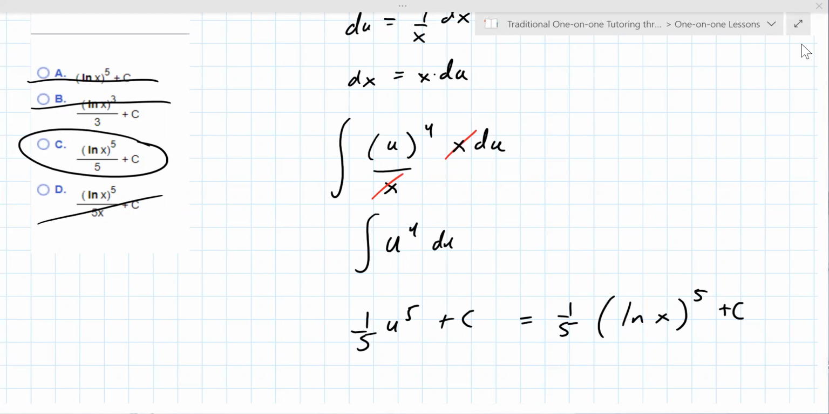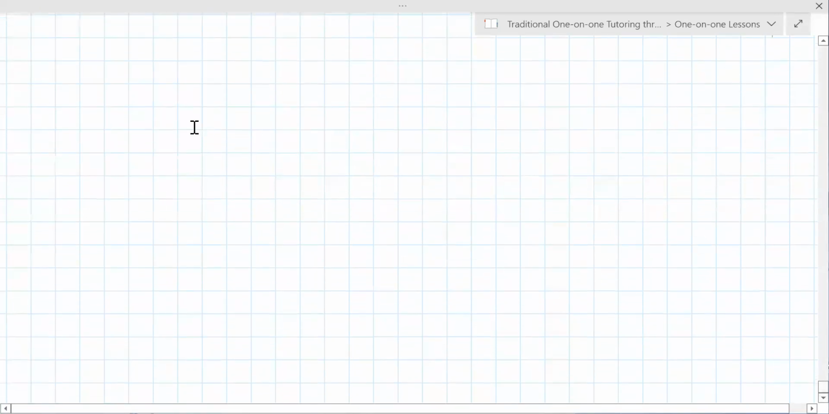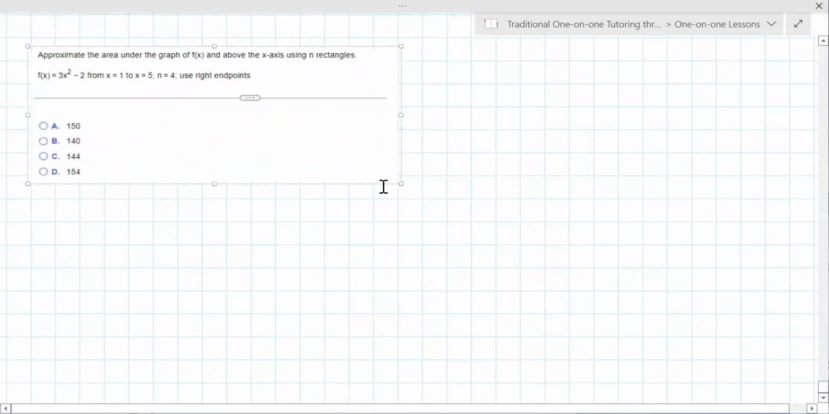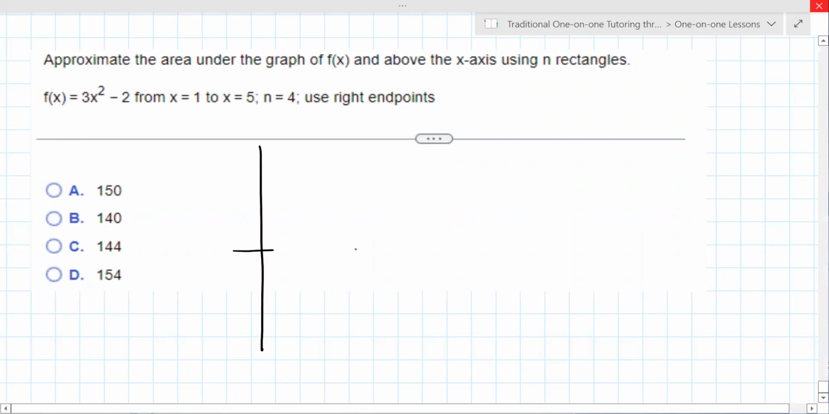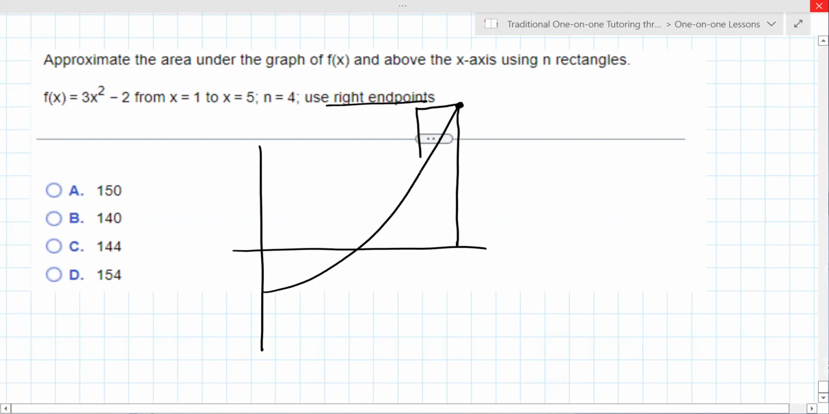All right, so next question here. All right, approximate the area under the graph of 3x squared minus 2 from 1 to 5 using n equals 4 for right endpoints. So the graph of this thing looks something like this. And since we're using right endpoints, you go wherever the right side of the graph is, that makes a rectangle here. And then you hit it again and you get another rectangle, and you hit it again, and so on. And so you end up getting 4 rectangles here total.